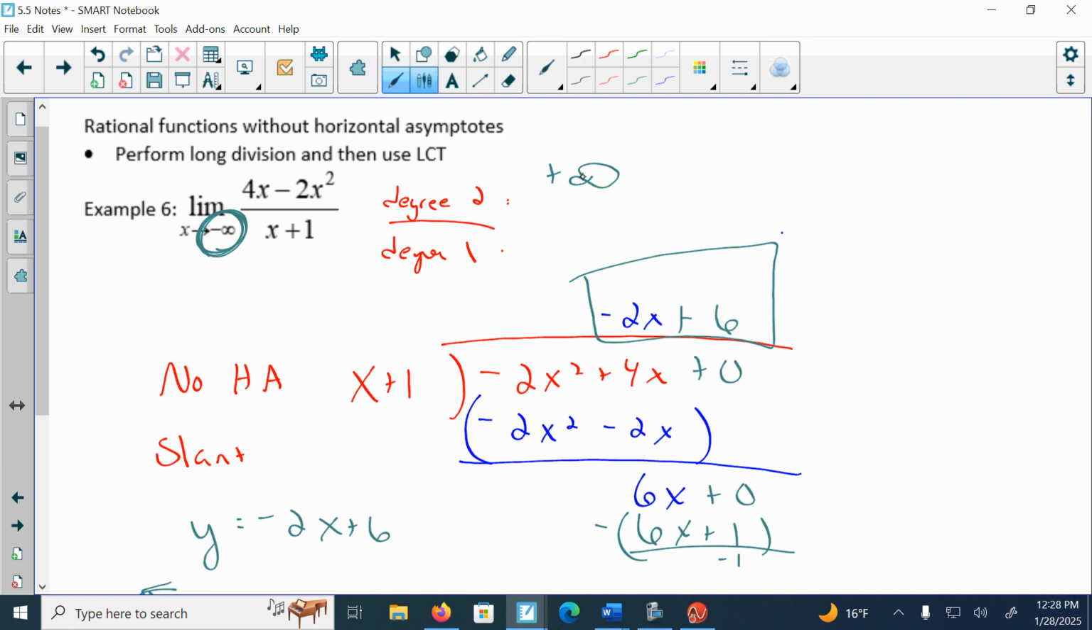So we did those before. We did slant asymptotes. I hope this helps, and I'll see you next time in class.